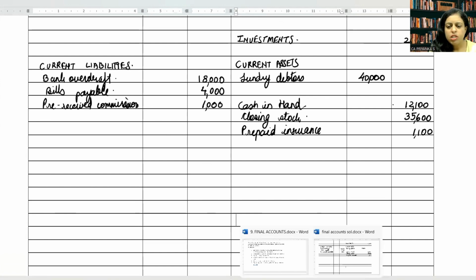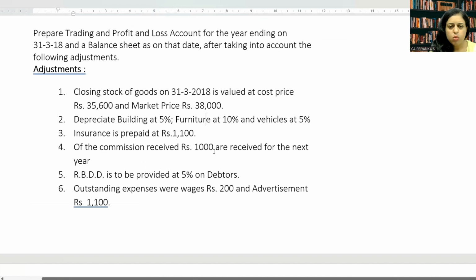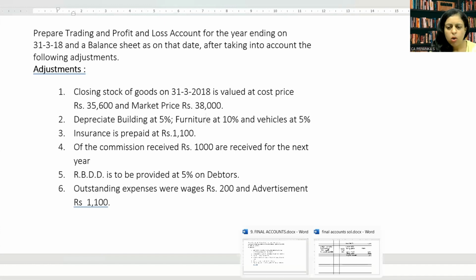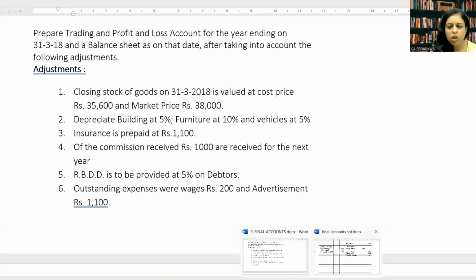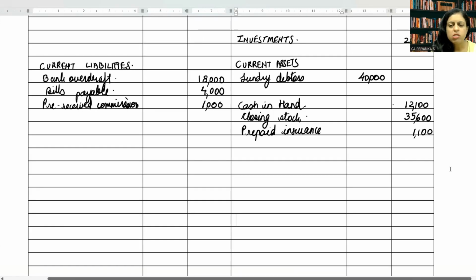So adjustment entries done. Next one is RBDD to be provided at 5% on debtors. Now, the old RBDD we have already considered. There is nothing to do with the old RBDD. Now, let's check how much the debtors are. Debtors are 4,000. On this, I'm going to provide for a reserve. So that much of the debtors are doubtful and they are not going to be received. So, less RBDD. What is the reserve created at the rate of 5%?